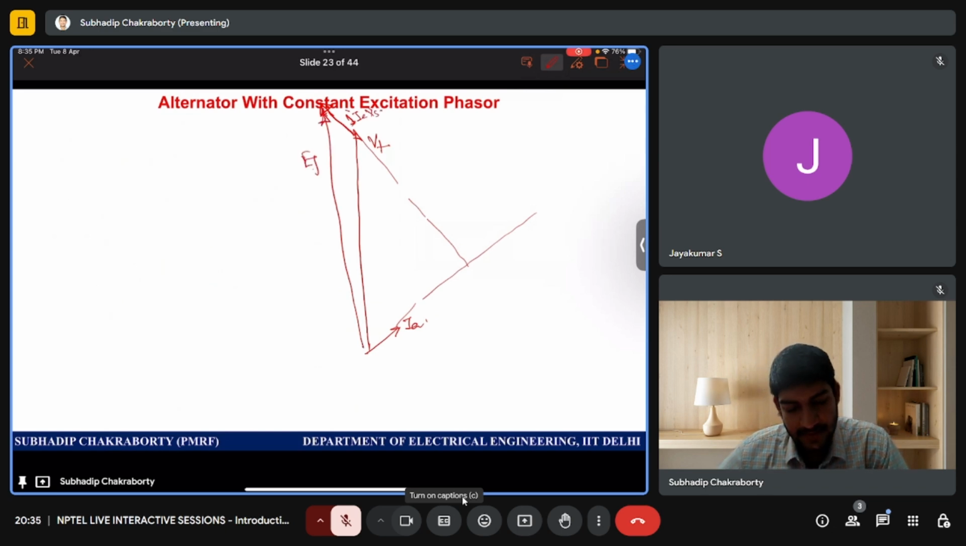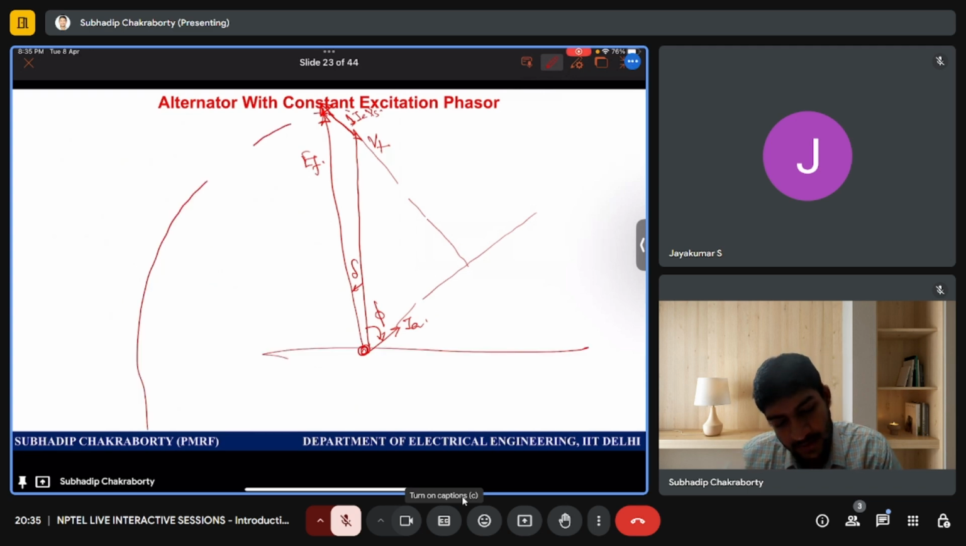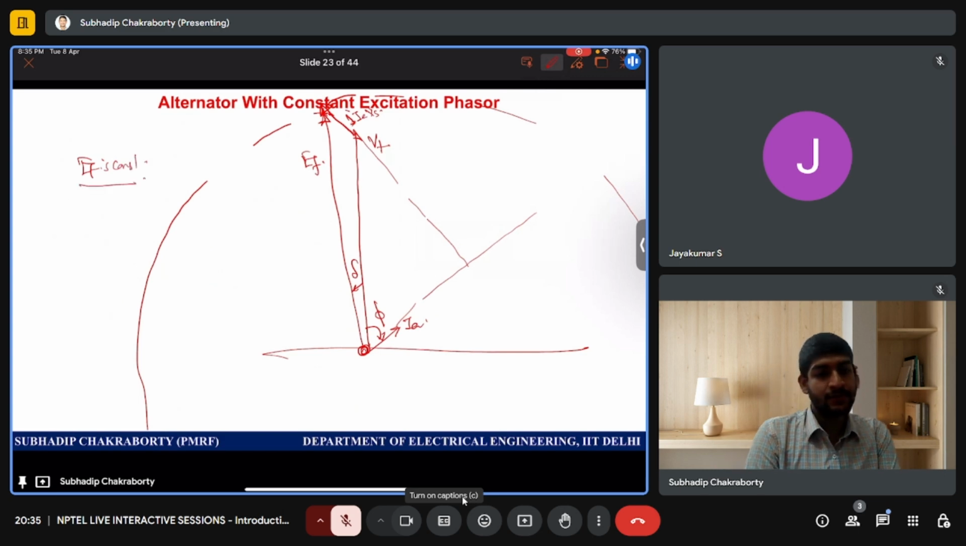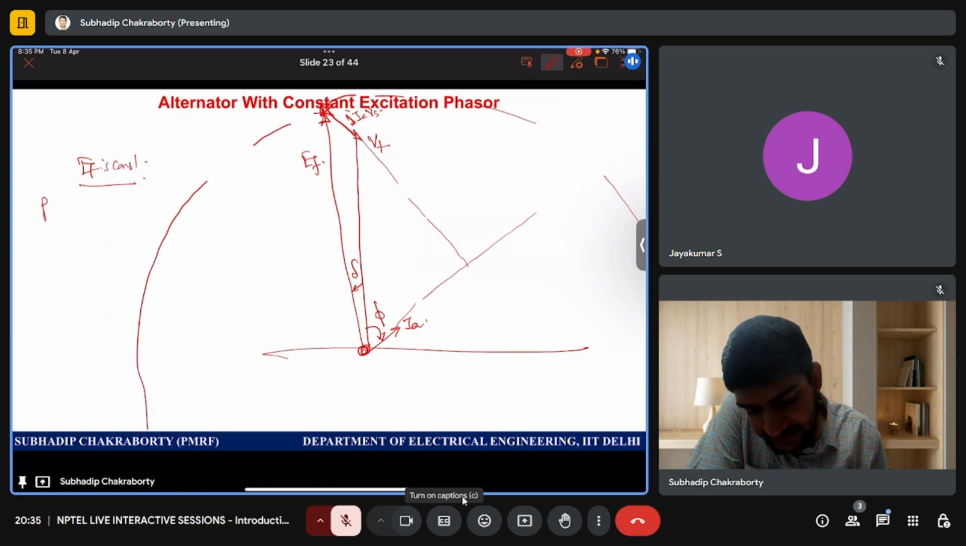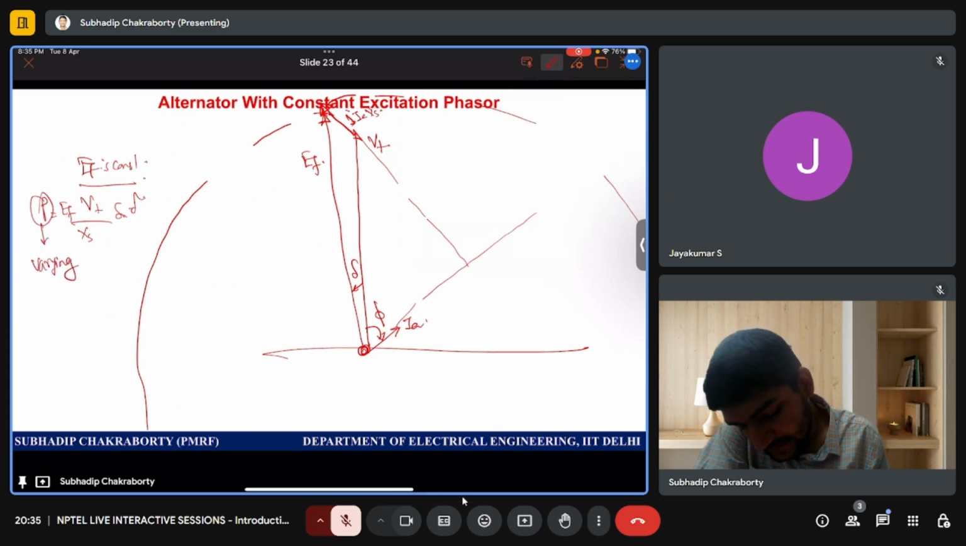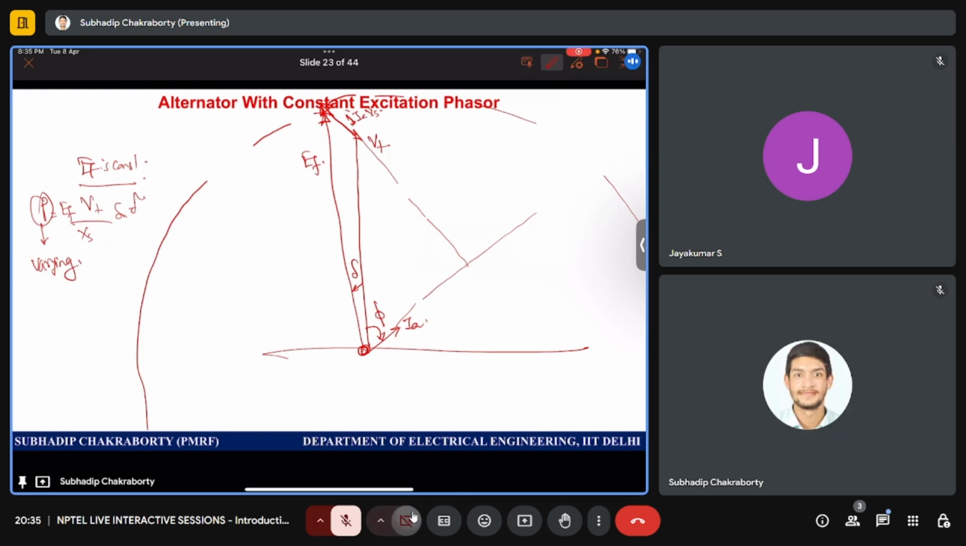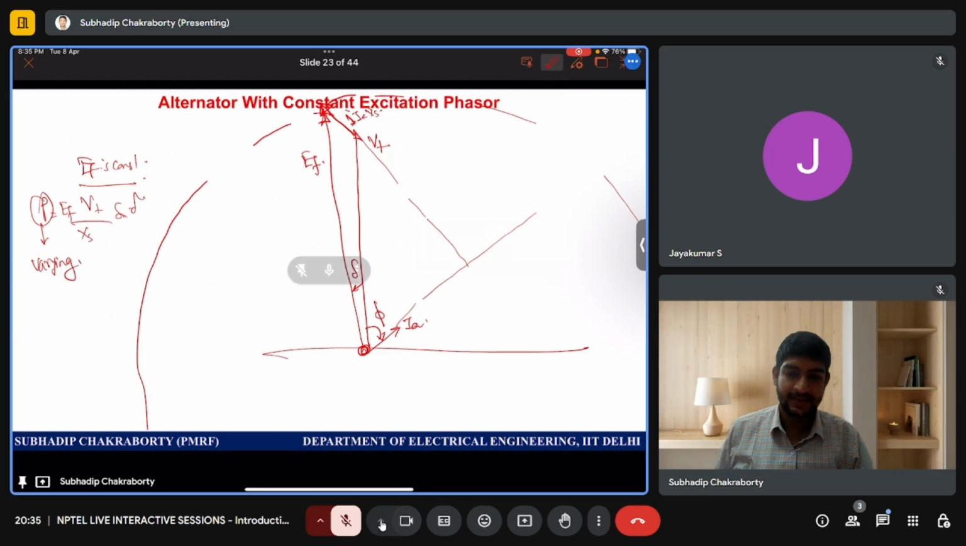And this will give me EF. But now EF is constant, let's say. So how to draw? You create a circle kind of thing. And now EF is constant, right? Power is not constant. So what can you build? What constraint lines can you set? So power is EF VT by XS sine delta. But now power is varying. So I have no constant on power, input or output power, but I want to maintain EF constant, right?